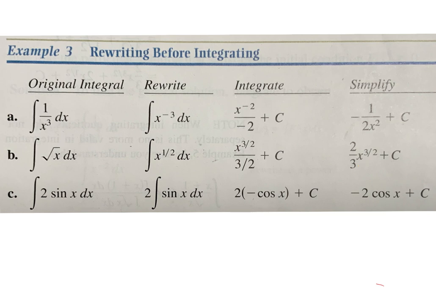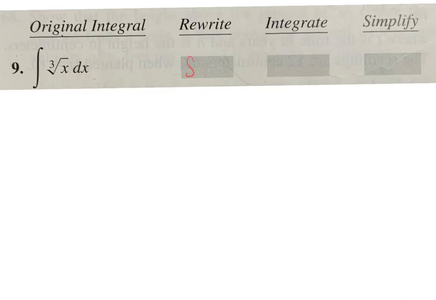So we'll put plus c here. Same thing here. Pull the 2 out. The antiderivative of sine is negative cosine. -1 times 2 is -2 cosine of x plus c. So we're going to rewrite this as x to the 1/3. All right. My new exponent is going to be x to the 4/3, and then I'll divide by 4/3, right? That's keep, change, flip. So it's 3/4 x to the 4/3 plus c.